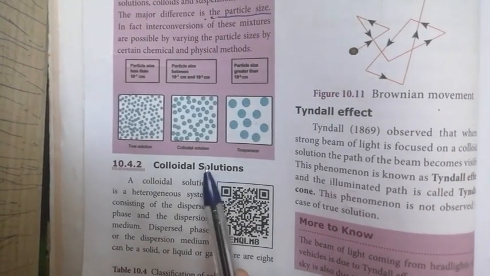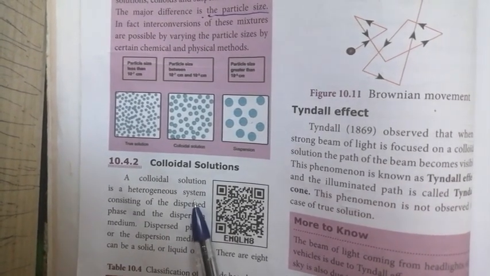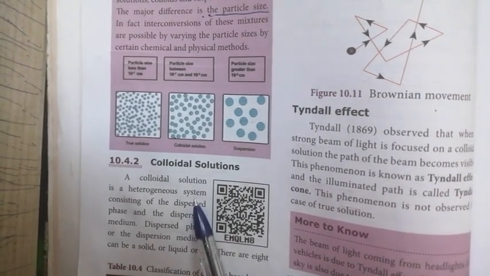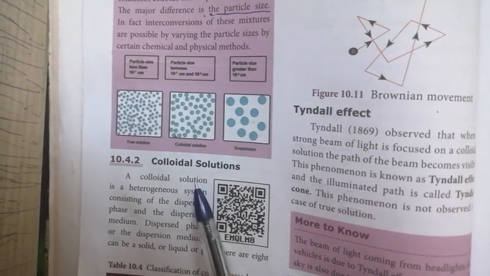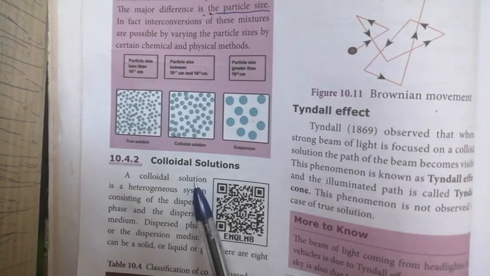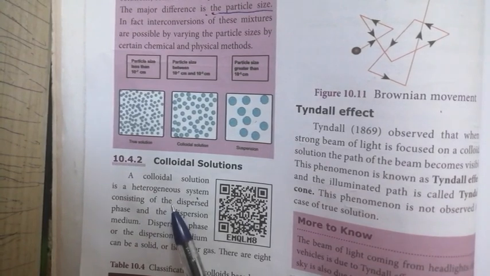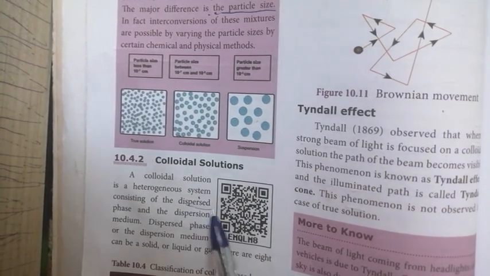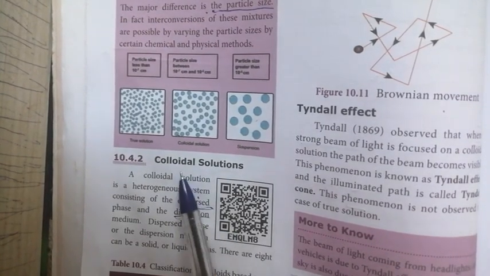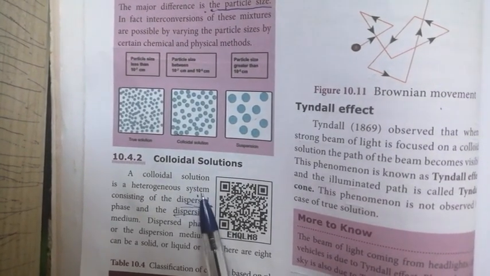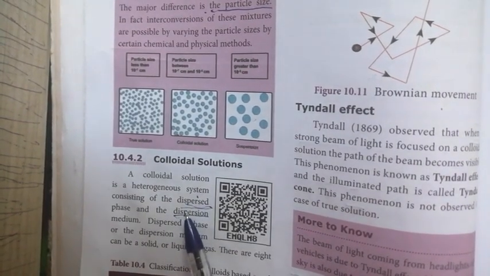So this colloidal solution is a heterogeneous mixture. Colloidal solution is a heterogeneous mixture. It is not a clear solution, it has non-uniform composition. Okay, colloidal solution is the second glass we saw now, that is a colloidal. So it is a heterogeneous mixture, it has two phases, that is dispersed phase and dispersion medium.